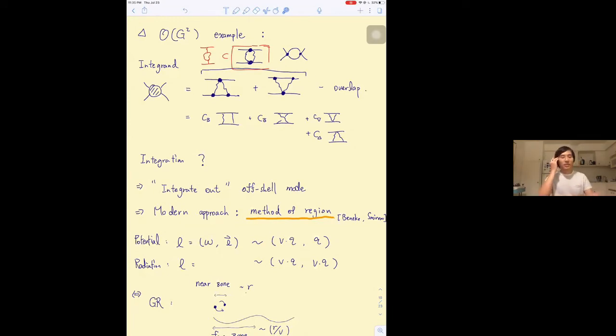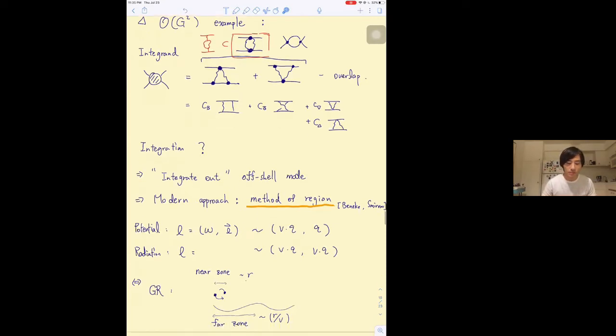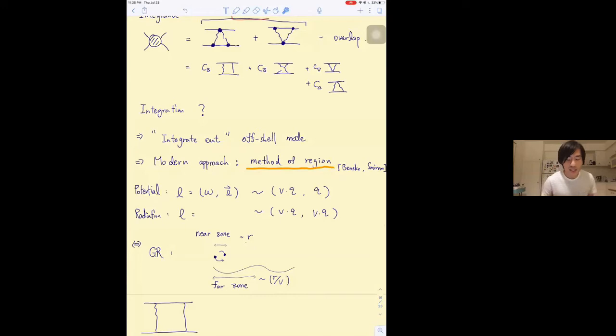The next question is, how do you do integration? We want to develop a method that's scalable to higher orders. So the integration partially corresponds to integrating out this off-shell mode, or this off-shell potential Graviton. The modern approach of doing this is the so-called method of regions by Beneke and Smirnov. For potential, it has the scaling which I mentioned before. You might wonder, I say Graviton is off-shell, but of course, we detect gravitational waves, so there must be some Graviton that's on-shell. The Graviton that's on-shell corresponds to this radiation mode.